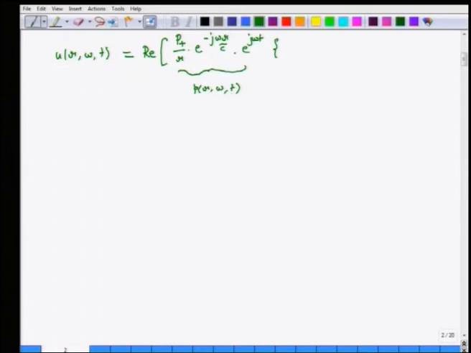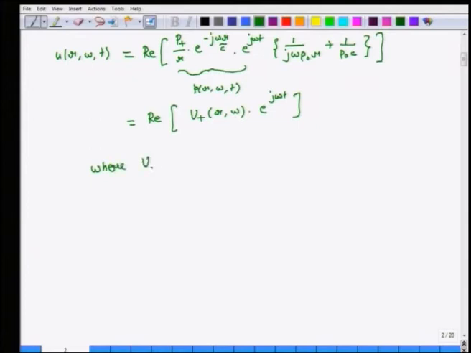So, it is essentially pressure divided by impedance, and the value of 1 over z is 1 over j omega rho naught r plus 1 over rho naught c. And this I can rewrite as the real part of u plus, a complex pressure which is a function of r and omega, times e to the j omega t, where u plus of r and omega is equal to P plus over r, e to the minus j omega r over c, times this entire thing in parenthesis, which is 1 over j omega rho naught r plus 1 over rho naught c.